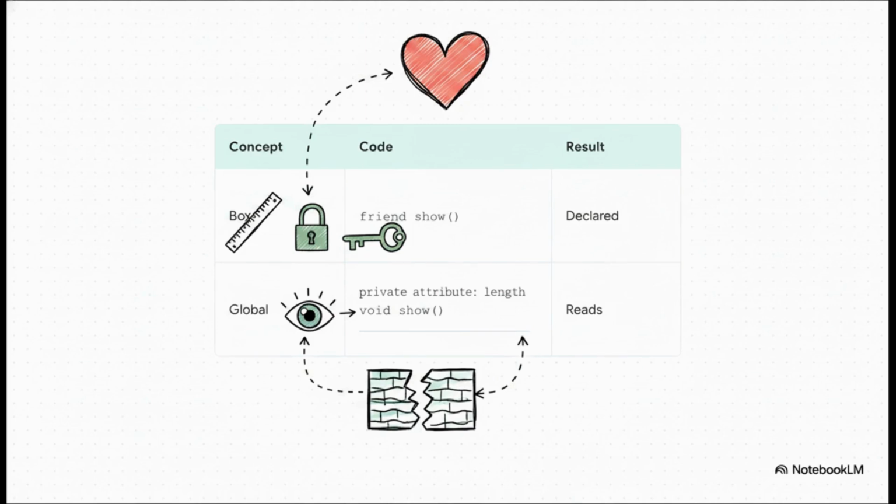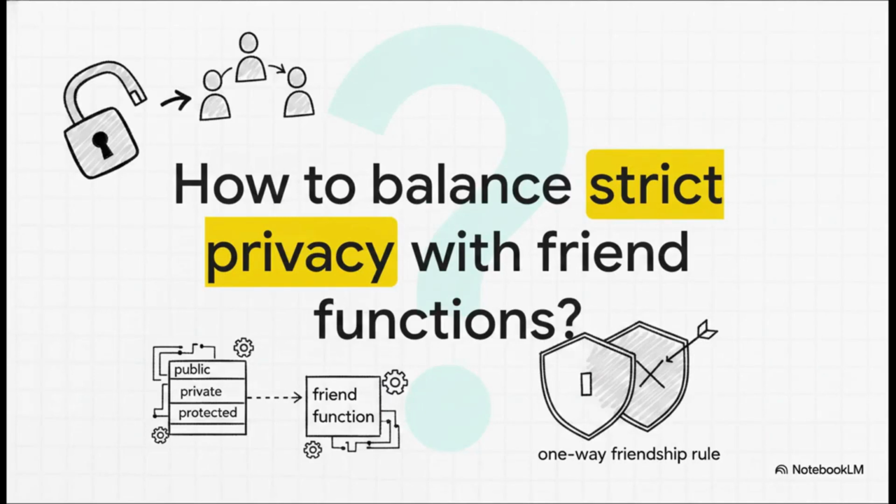Because we already gave it VIP status, this external global function can easily access and read the private length data of the box class. You can even pass the object into the function by value or by reference, and it reads that private data flawlessly. You have successfully bypassed the privacy wall for just that one specific task. Pretty cool, right? And that wraps up today's deep dive.